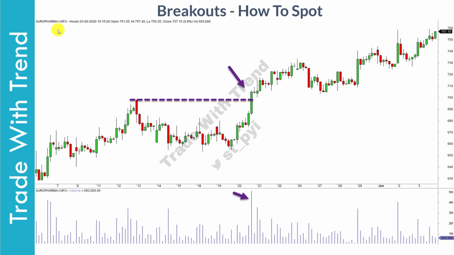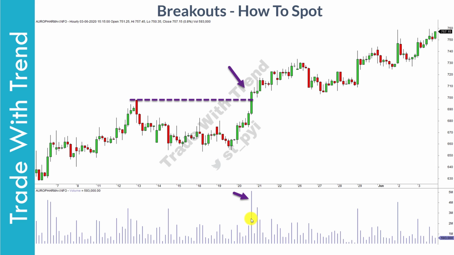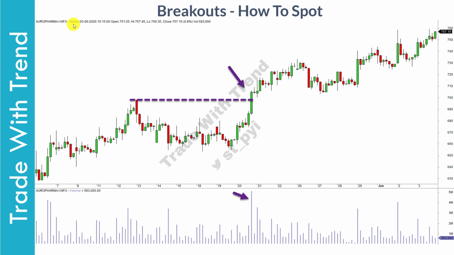So this is Aurobindo Pharma. Look at the breakout that is happening above the resistance level and look at the volume expansion here. Now, not only is the candle strong, look at how it is closing, look at the range of the candle and look at volume expansion. Also take note of relative volume analysis. The volume is clearly greater than most of the candles on this chart. And this is on a 60-minute time frame.